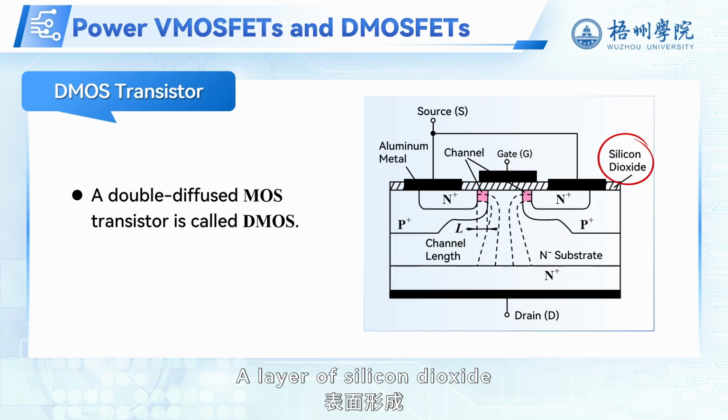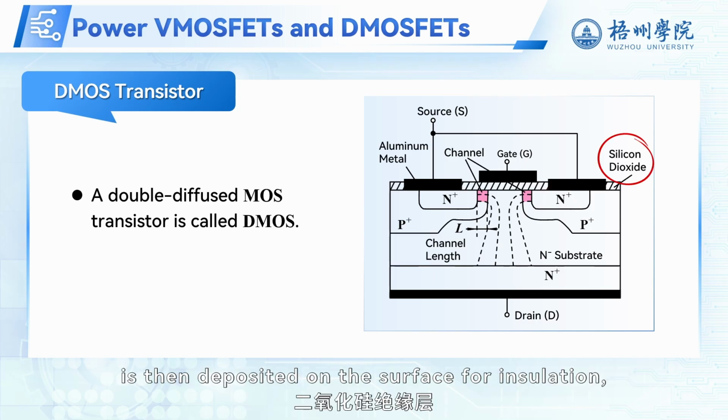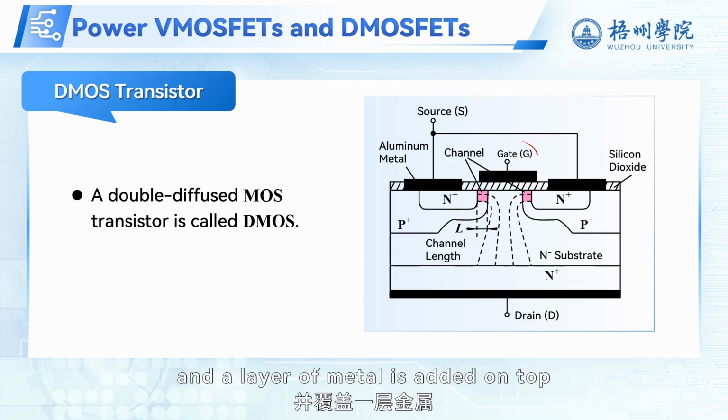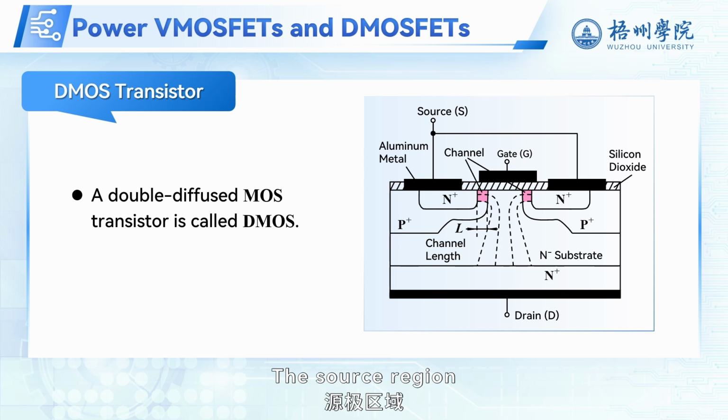A layer of silicon dioxide is then deposited on the surface for insulation, and a layer of metal is added on top to form the gate electrode. The source region is also shorted to the P-type body through a metal electrode.